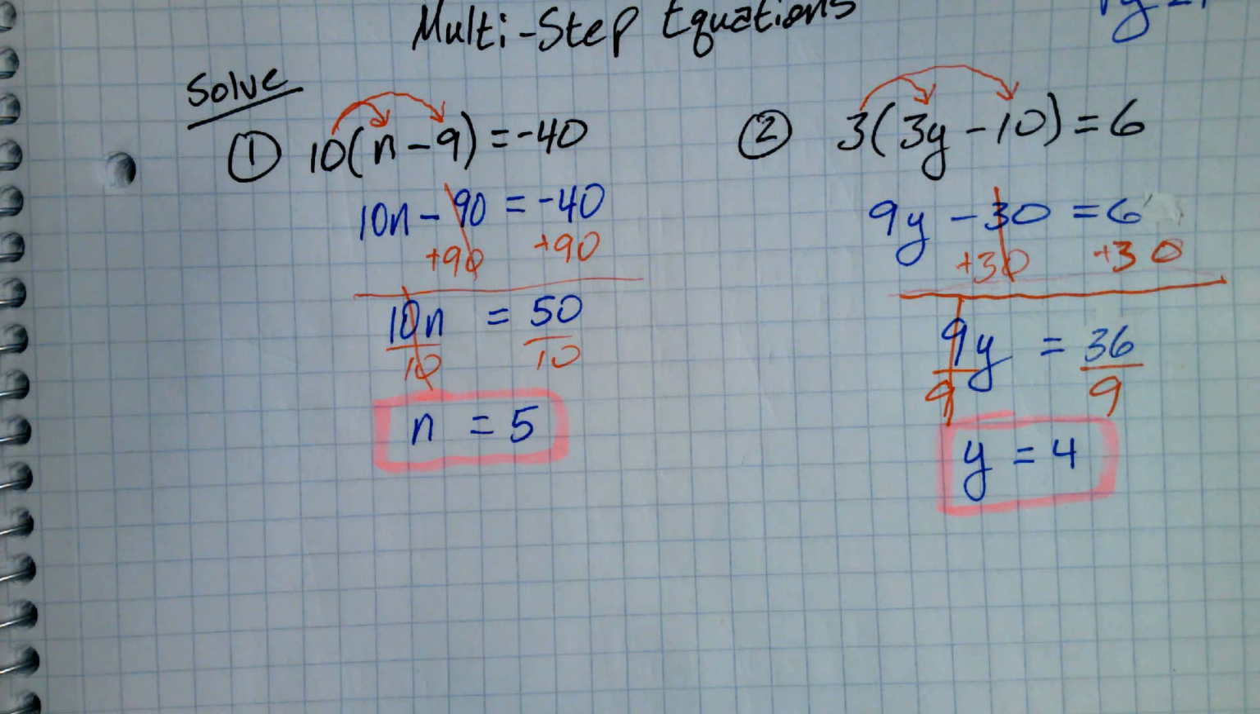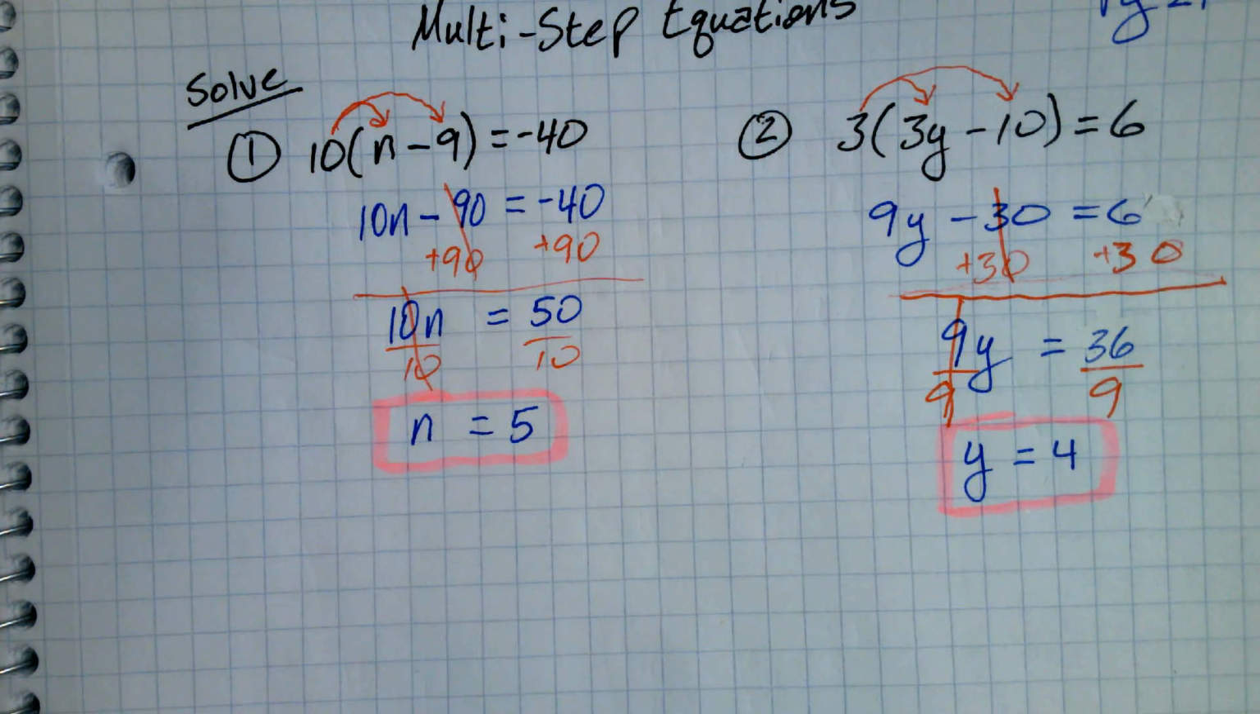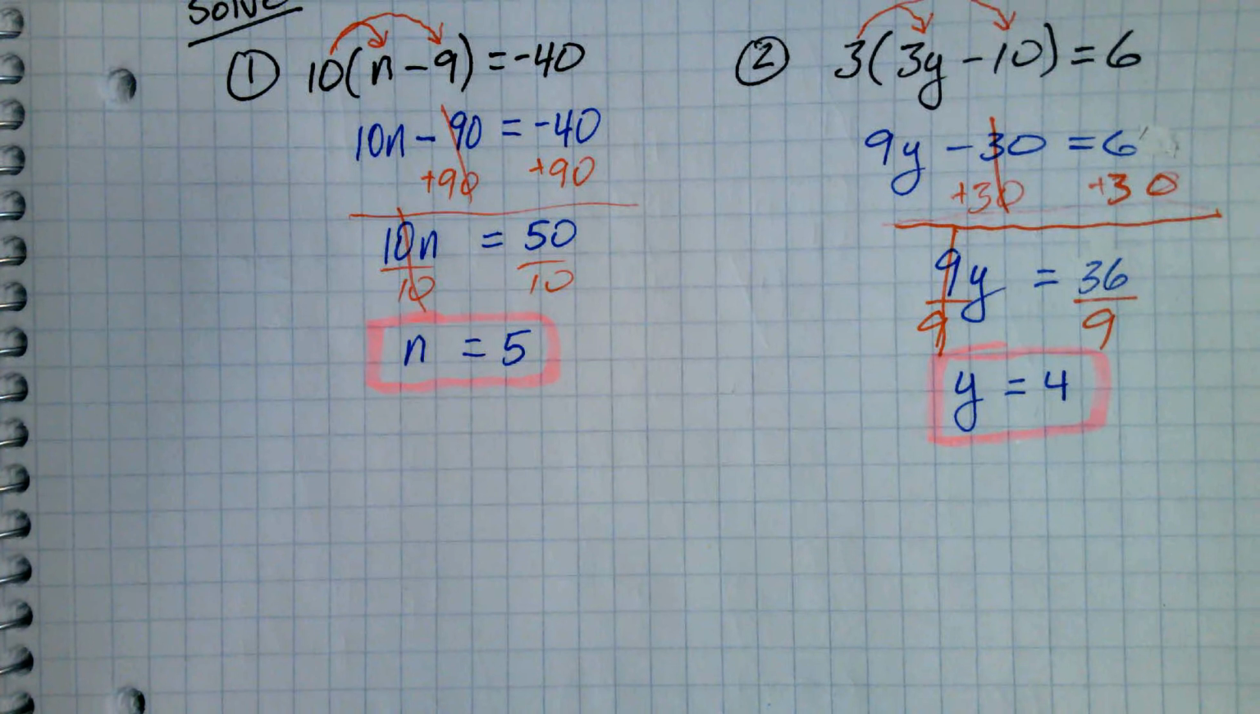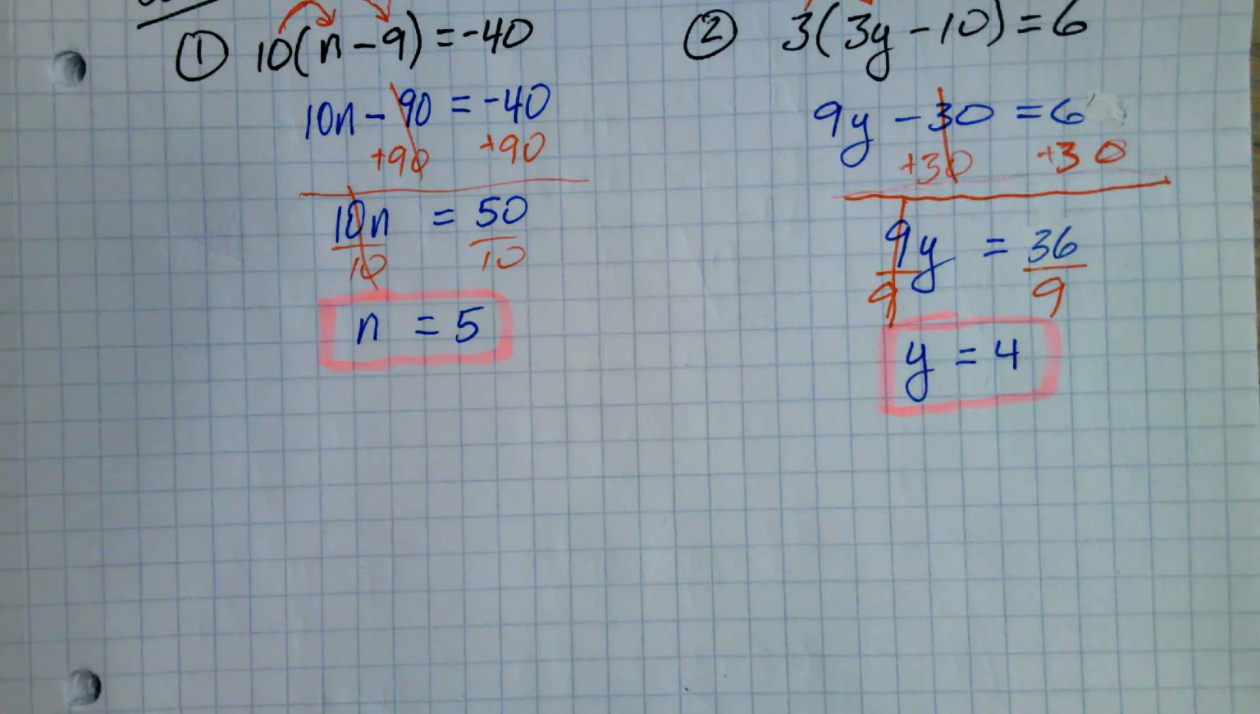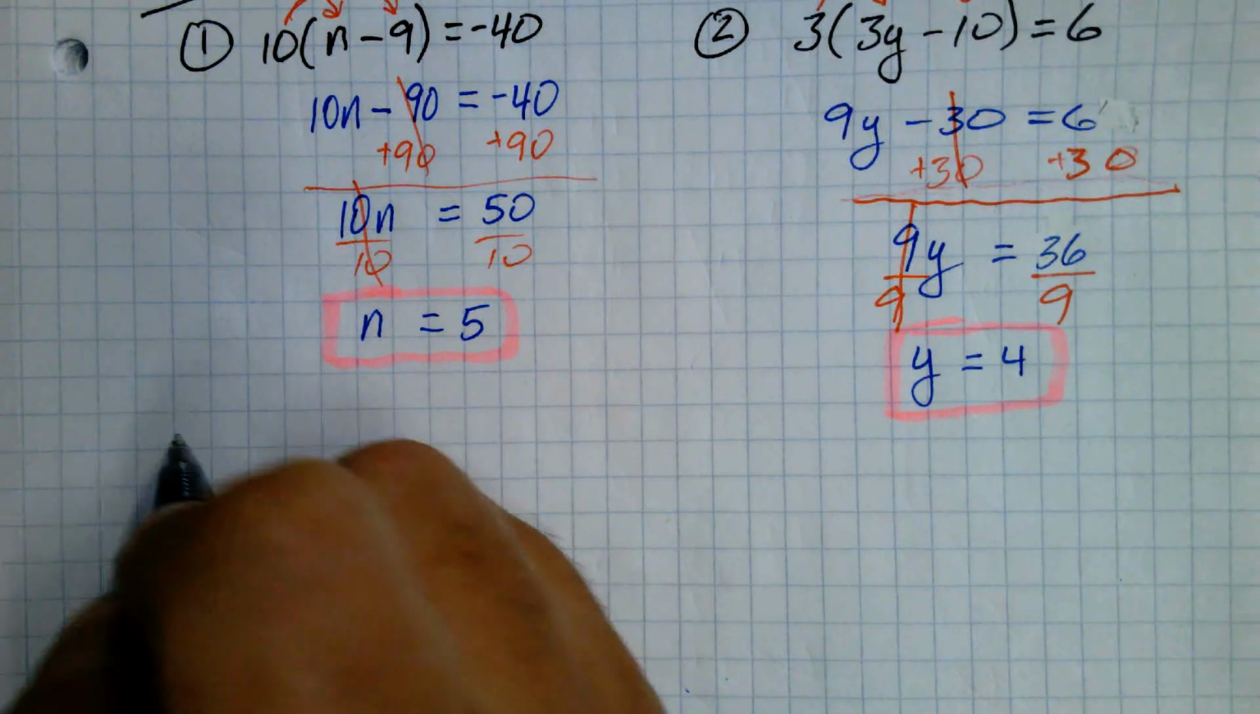All right. Y is 4. Okay. So now we're going to do a couple with negatives in them. So we're going to distribute a negative. So this is where we got to be careful what the next step is going to look like. All right. So this is going to be number 3.